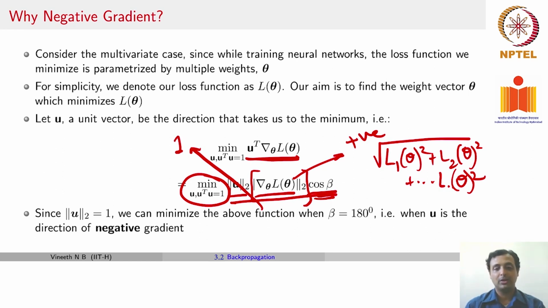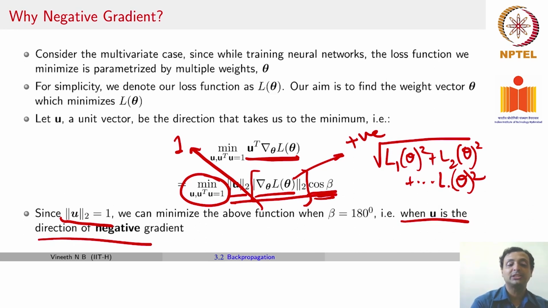We already know that. So the only way to minimize this entire quantity is to make cos beta as low as possible, and the least value that cos beta can take is -1. Which means, since U is 1, U has to be the direction of the negative gradient. So that's the vector that will actually minimize this particular quantity.